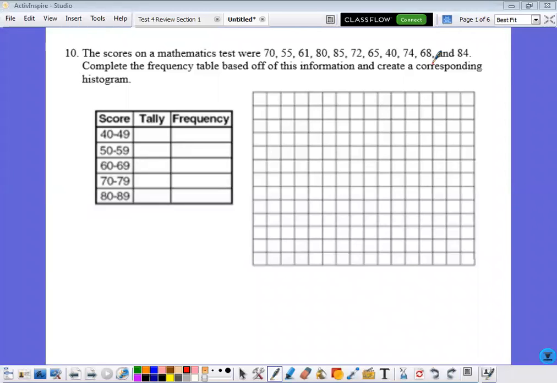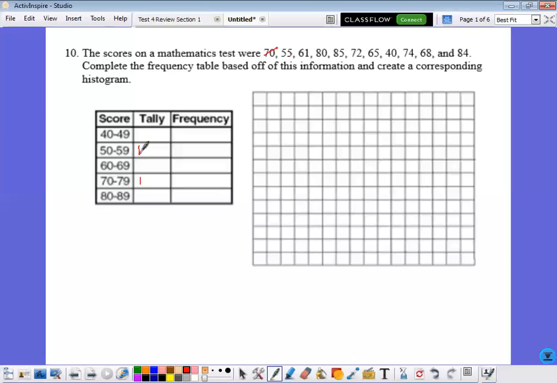All right, you guys, in this first section, we're talking about building histograms. When you're building histograms, you're going to have some data values, and those data values need to be organized into a frequency table. Sometimes you might get the frequency table first, and then you just have to build the histogram. In this case, we just had the data values. So what we're going to do is first tally these up. So this 70, I'm just going to tally these and mark them out.